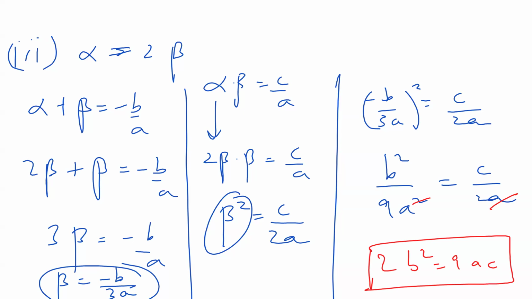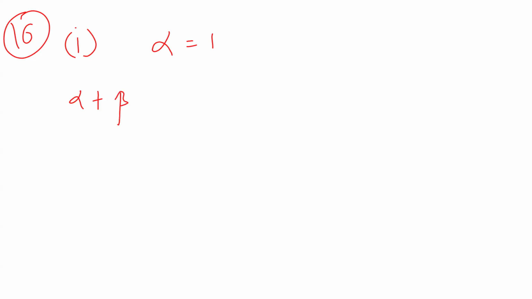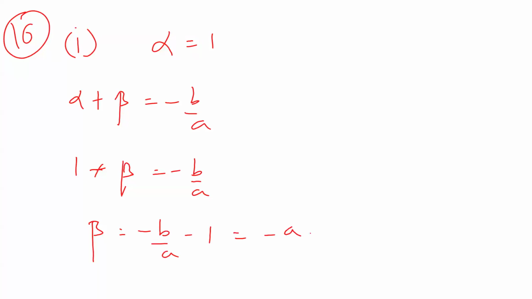Let's go to question number 16. Okay, 16 sub question 1. Find the condition that one of the roots may be unity. Okay, so alpha is equal to 1. Beta may or may not be equal to 1. So one of the roots is unity, alpha is equal to 1. So alpha plus beta is minus b by a. So 1 plus beta is equal to minus b by a. Okay, so beta is minus b by a minus 1, which is equal to minus (a plus b) upon a.